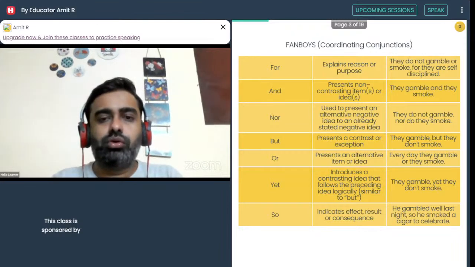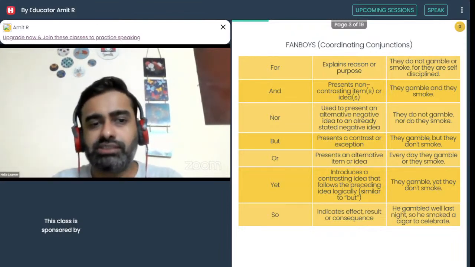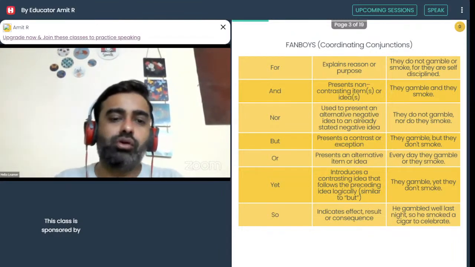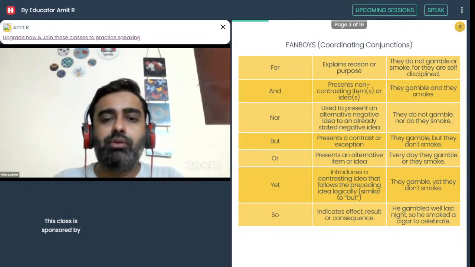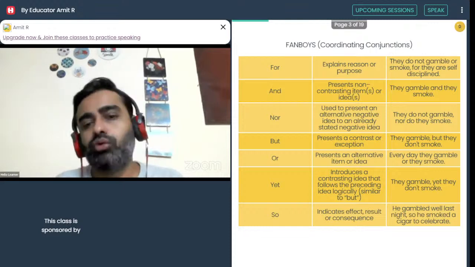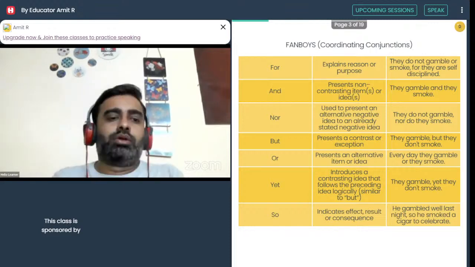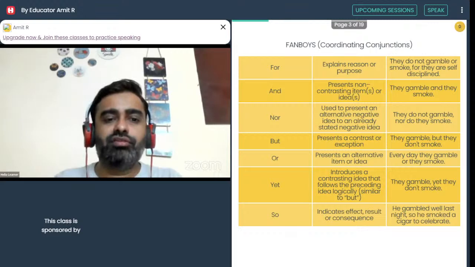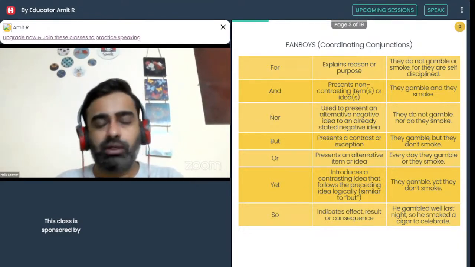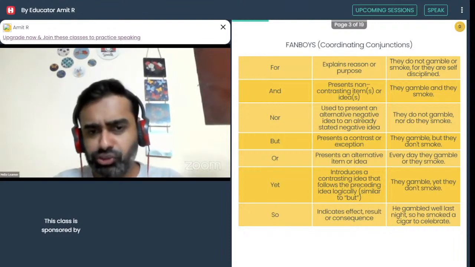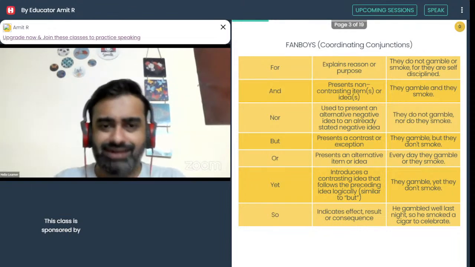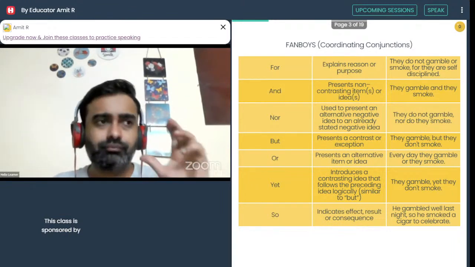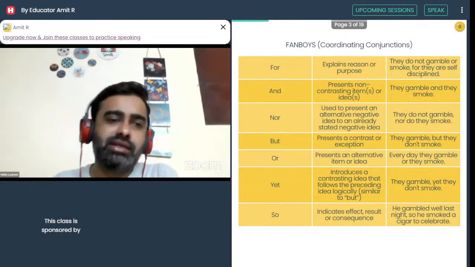Okay, so or is used to present a contrast or an exception, or presents an alternative idea or item, that is, every day they gamble, or so either this or this, ya to ye ya to wo. Right? Yet introduces a contrasting idea that follows a preceding idea logically, similar to but. It's very similar to but. So you can substitute. They gamble, but they don't smoke. They gamble, yet they don't smoke. So ये चीज तो करते हैं लेकिन ये चीज नहीं करते.